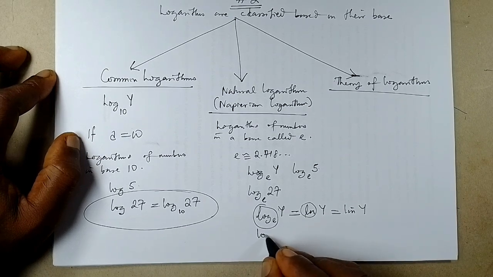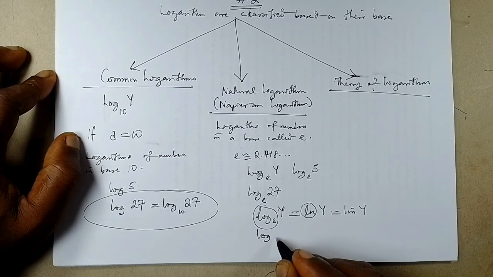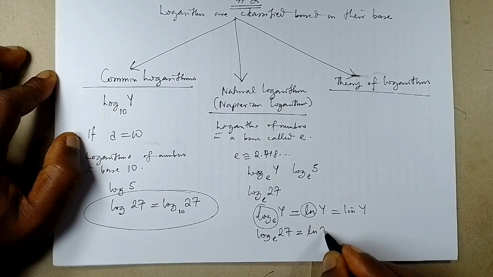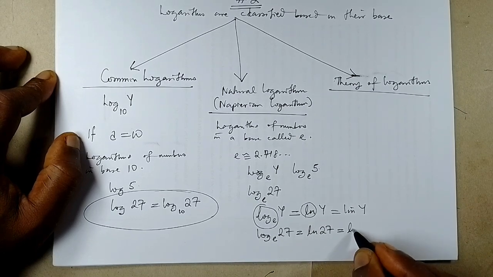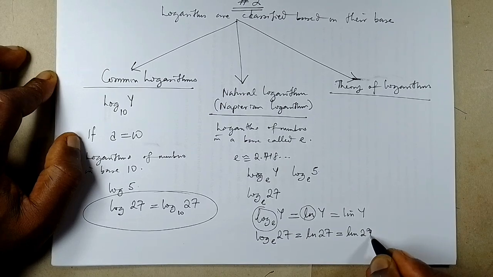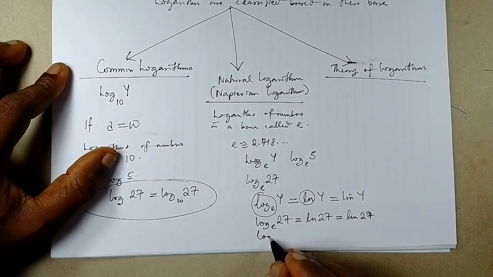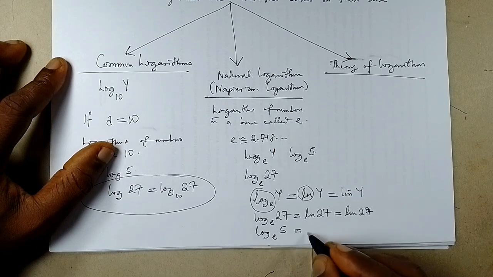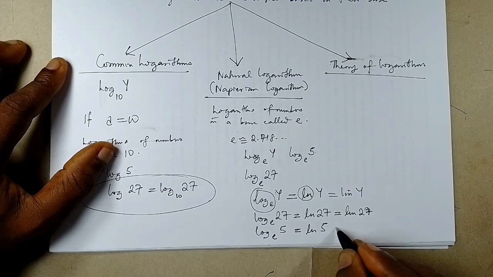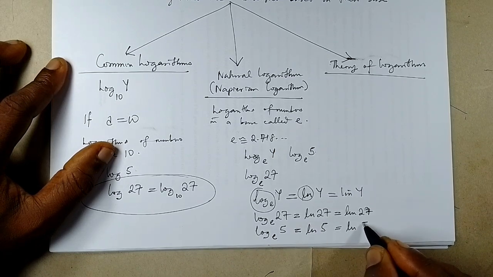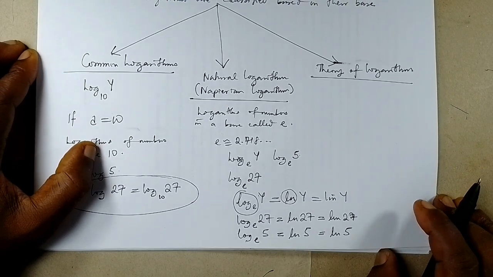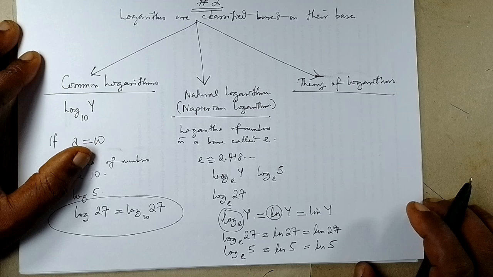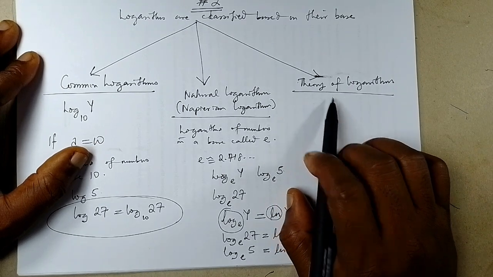Now, if I don't want to write log to base e of 27, I will simply write ln 27, and this is pronounced as ln 27. If I don't want to write logarithm to base e of 5, I'm going to write ln 5, and this is pronounced as ln 5. So that is another type of logarithm. Please take note. Then moving on from that to the next theory of logarithms.